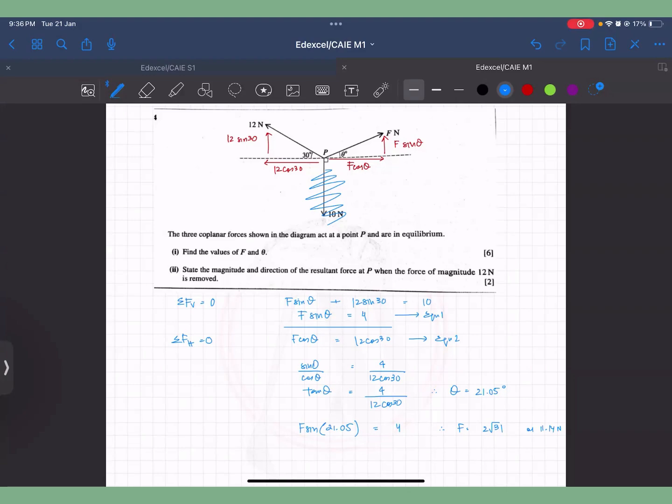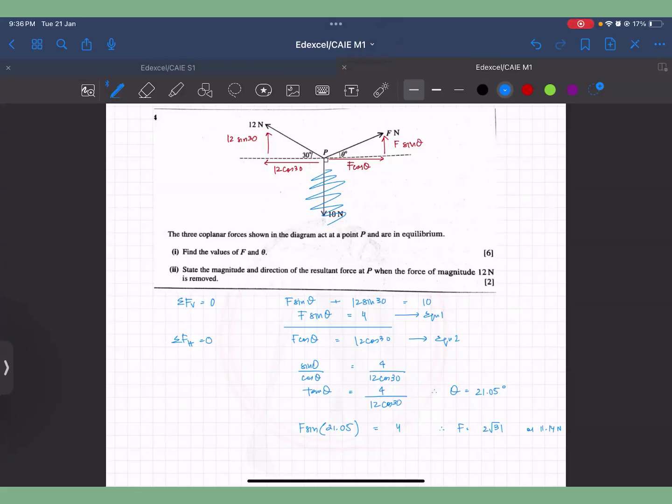Anyone बताओ मुझे. Sir, is it 10 Newton or 12 Newton? Is it क्या? Is the 10 Newton being removed or 12 Newton being removed? 10 Newton is being removed.